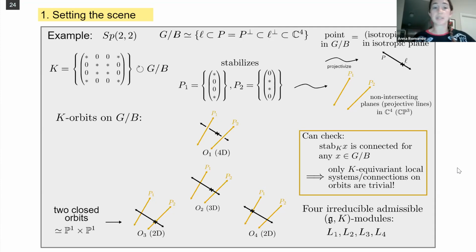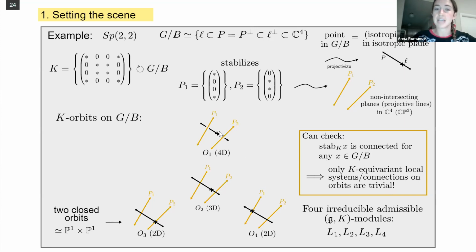But remember, there were 2 ingredients I told you for what our classification was. The first ingredient were the orbits. We had to look at the K orbits on the flag variety. And the second ingredient is that we needed to look at local systems on those orbits. So in this case, this is where that condition that I mentioned at the beginning of the talk comes up. It turns out that each of these orbits has the property that it only admits 1 K equivariant local system. And we can check this by computing the stabilizers.